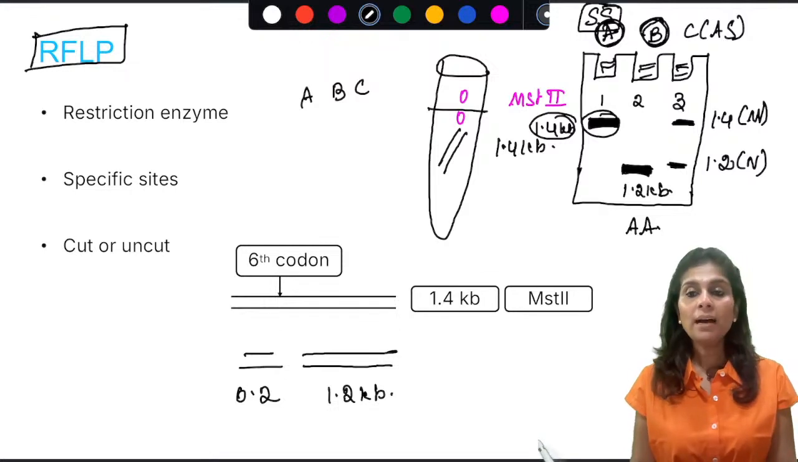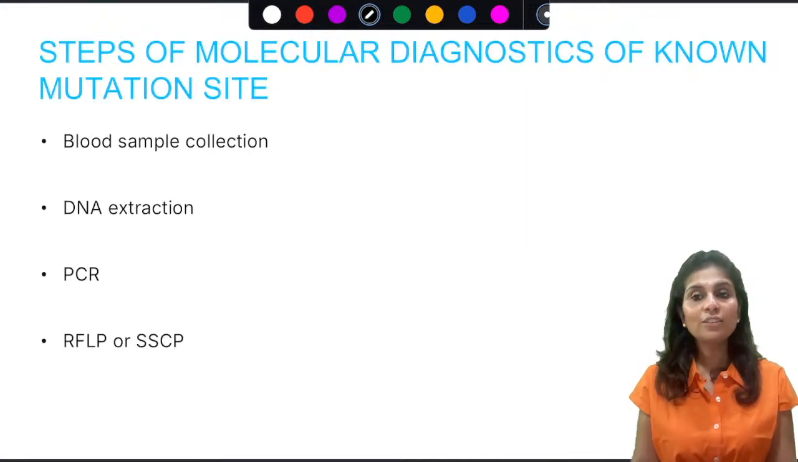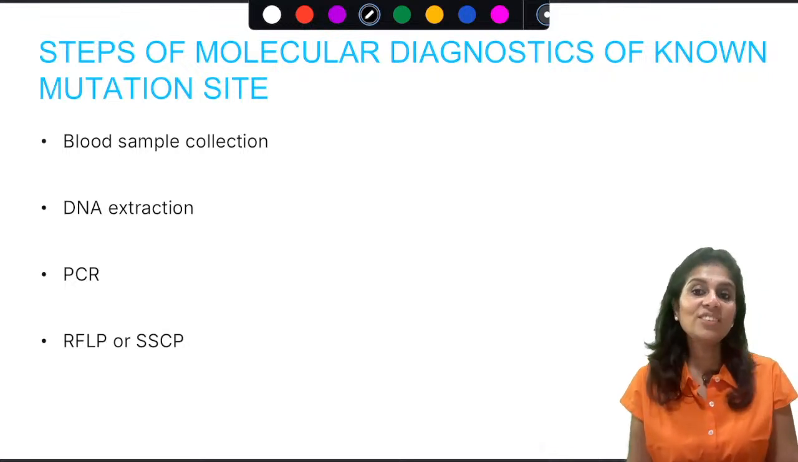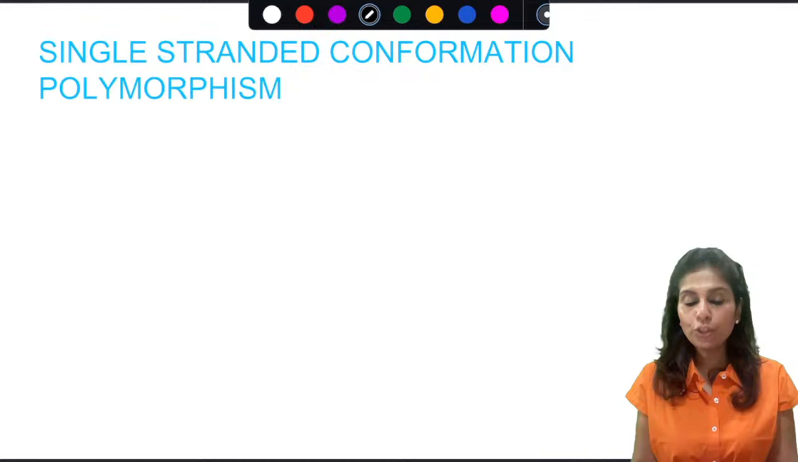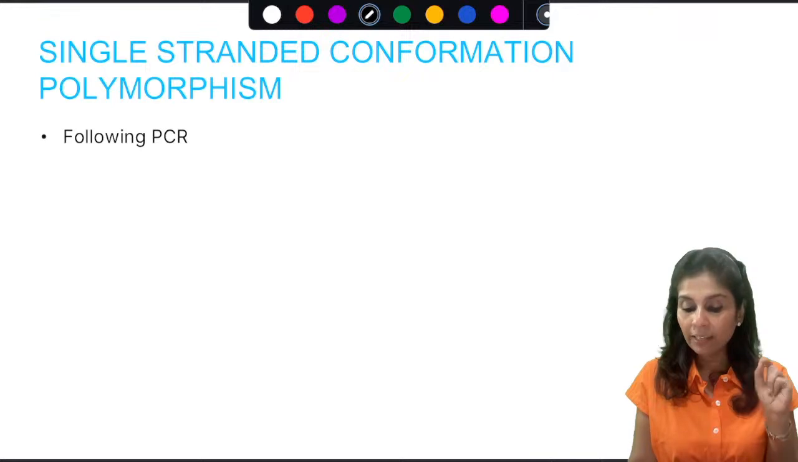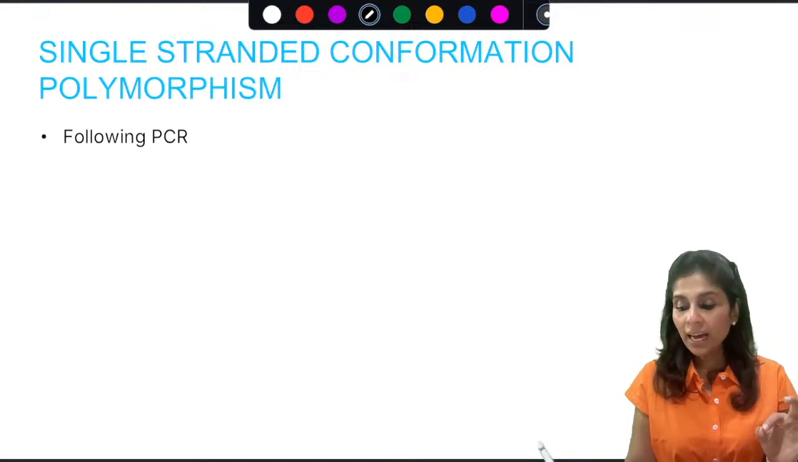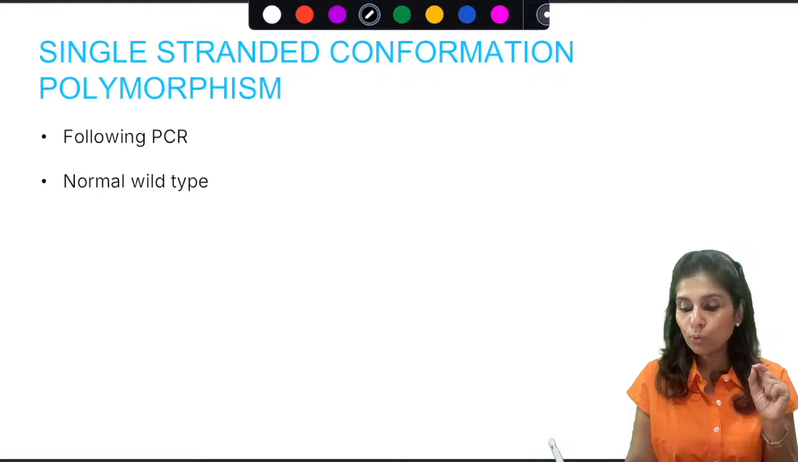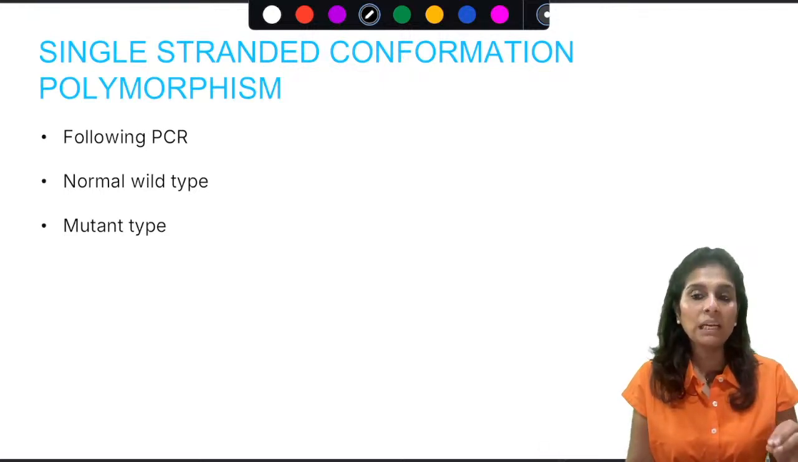Now, apart from RFLP, I said there is a third choice. And what is the third choice? The third choice is single-stranded conformation polymorphism. So what is this used for? Single-stranded conformation polymorphism is used following PCR to find out whether a person has got the normal allele or a mutated allele. To find out whether a person has got the normal wild type allele or the mutant allele.